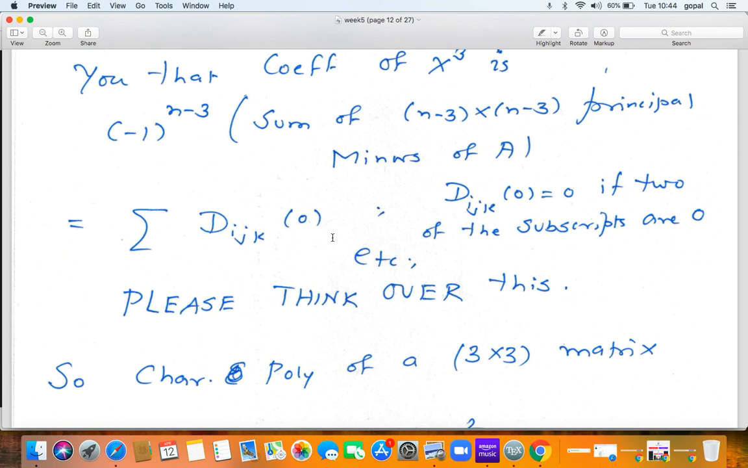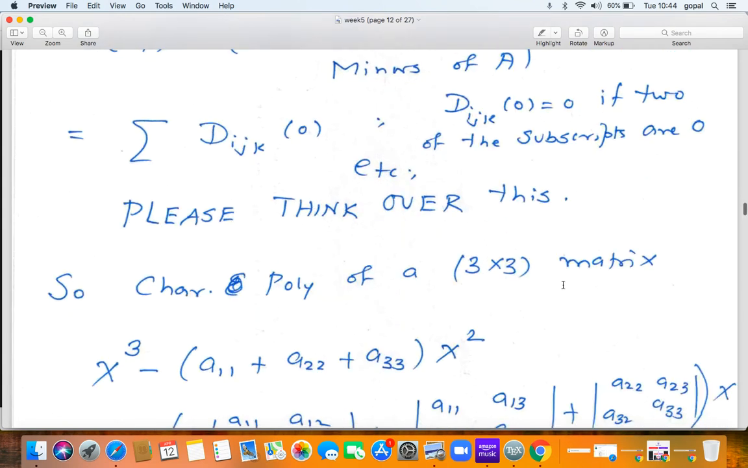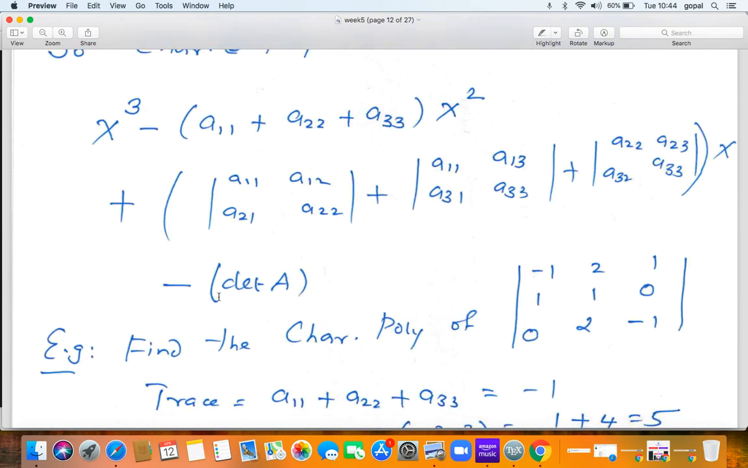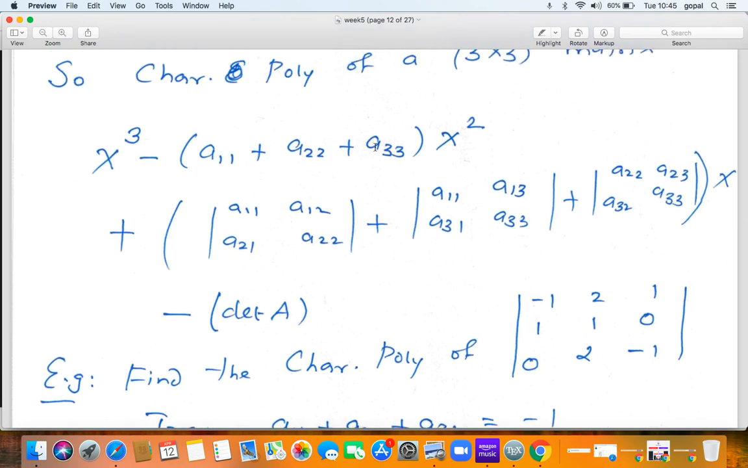So let us write this out for the 3 by 3 case. The characteristic polynomial of a 3 by 3 matrix is going to be x cube minus trace of A times x squared plus the sum of the 2 by 2 principal minors times x minus the 3 by 3 principal minor, and there's only one, namely the determinant itself. The constant coefficient is minus 1 cube times the determinant, the coefficient of x is the sum of the 2 by 2 principal minors, and the coefficient of x squared is minus the sum of the 1 by 1 principal minors, which is a11 plus a22 plus a33. It's simply the trace.